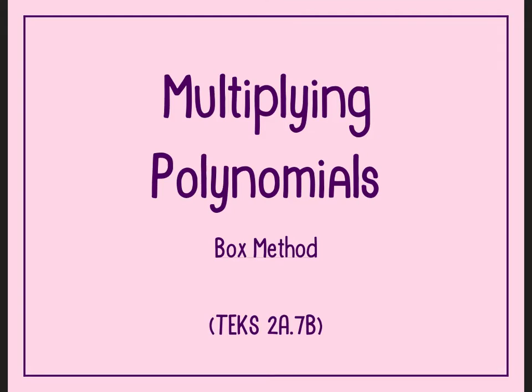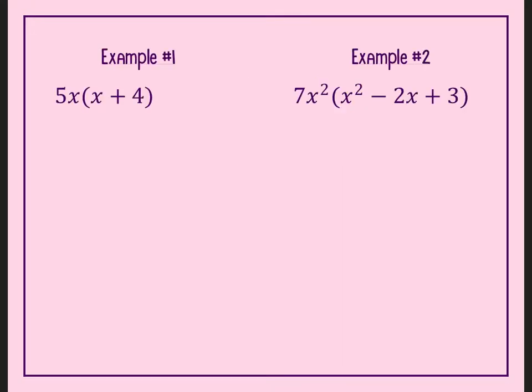Today we'll be multiplying polynomials by using the box method. This is TEKS from Algebra 2.7b. So a box method is a visual representation of how to multiply. What you do is, if you have one term times two terms, we're going to make a box that has 1 times 2.